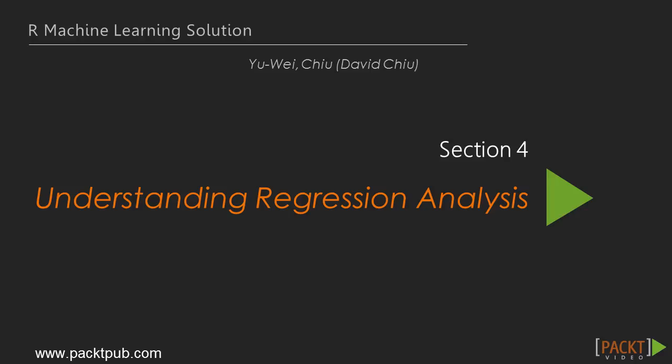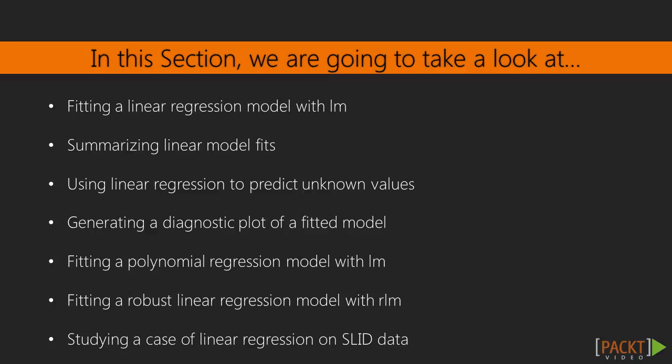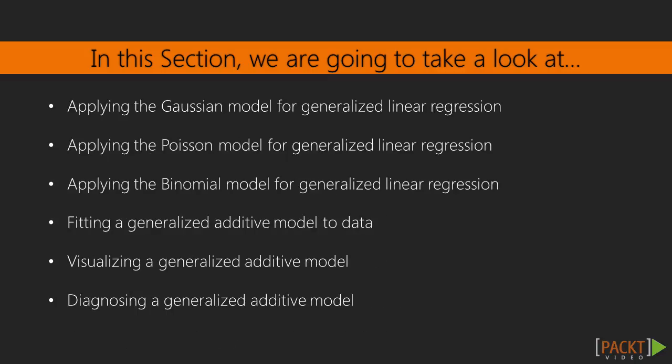Welcome to a new section of the course, Understanding Regression Analysis. In this section, we will introduce how to fit a linear model into data with the LM function. Next, for distributions other than the normal Gaussian model, for example Poisson or binomial, we use the GLM function with an appropriate link function corresponding to the data distribution. Finally, we cover how to fit a generalized additive model into data using the GAM function.